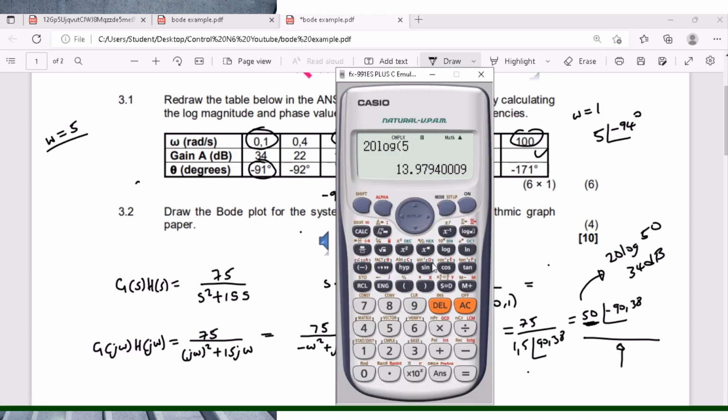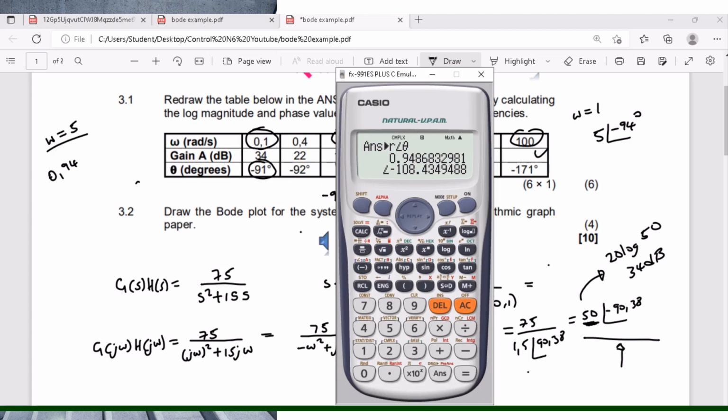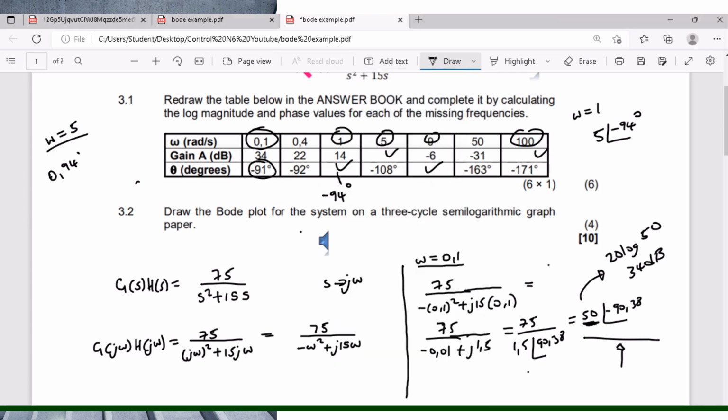Now we calculate gain when w is 5. Let's substitute. I have 75 over minus 5 squared plus j15 times 5. Now I must convert this to polar. You see my angle, I have the answer: 0.949 angle minus 108. You see 108 is already there, it's correct.